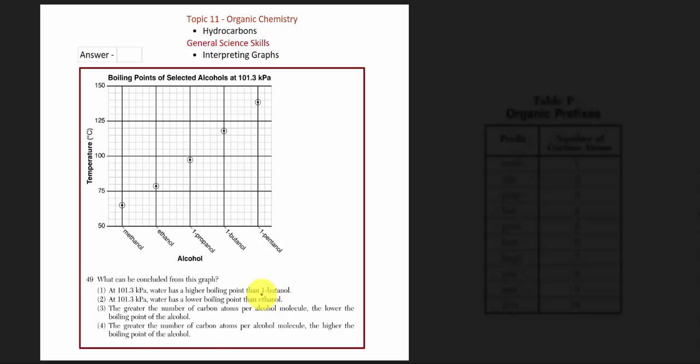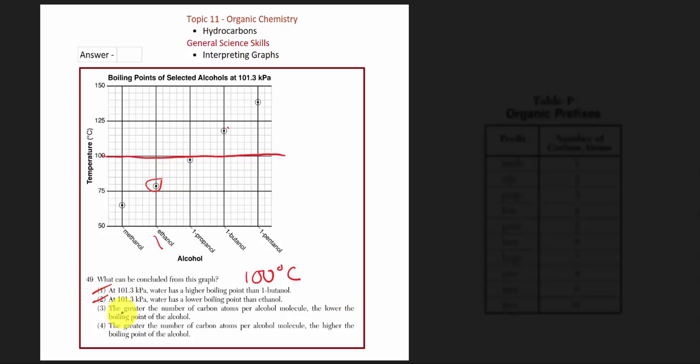What is the boiling point of water under normal conditions? It's 100 degrees Celsius, and 100 degrees Celsius is where this red line is that I just drew on the graph. So 1-butanol has a boiling point that's above that. Does water have a higher boiling point than that? No, it's actually lower. Water has a lower boiling point than ethanol. Let's see if it does. Ethanol's boiling point is below that line, so no, it's the opposite of that as well.